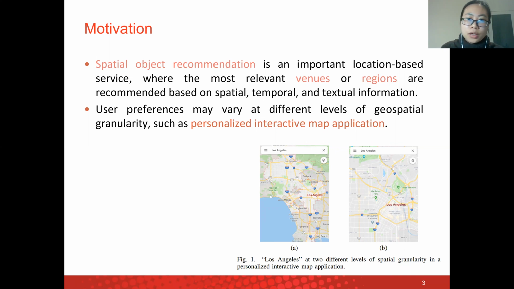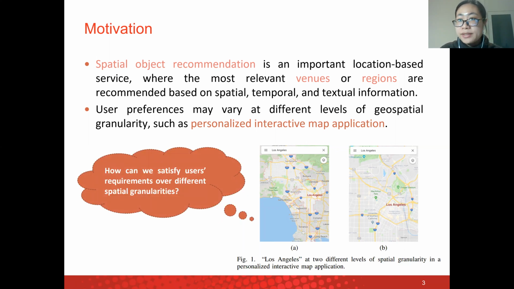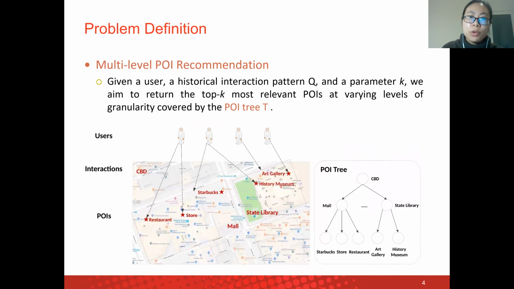In this work, we aim to answer the question: how can we satisfy users' requirements over different spatial granularities? We model this problem as multi-level POI recommendation. You can find in this figure, suppose this user may check in at a big area, like a shopping mall. And he may also check in at a particular POI, like a historical museum. So for ease of illustration, we will consider either an area like a shopping mall or a particular POI like a history museum as a POI.